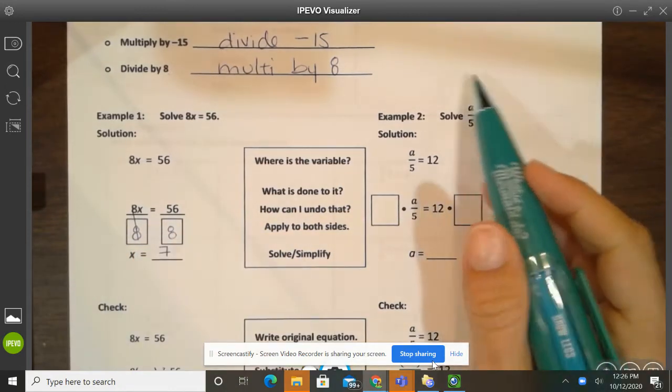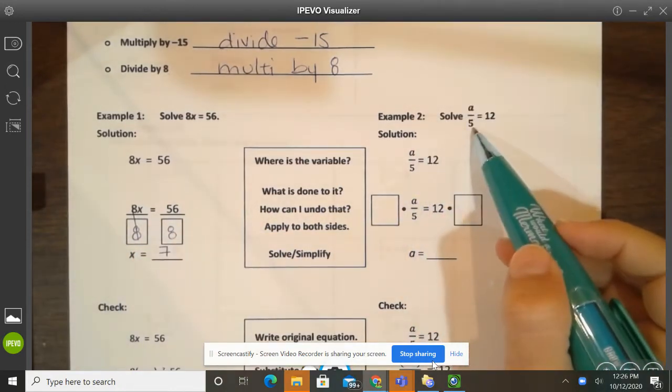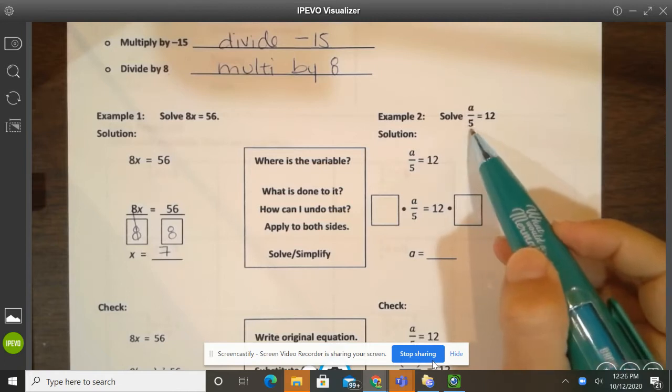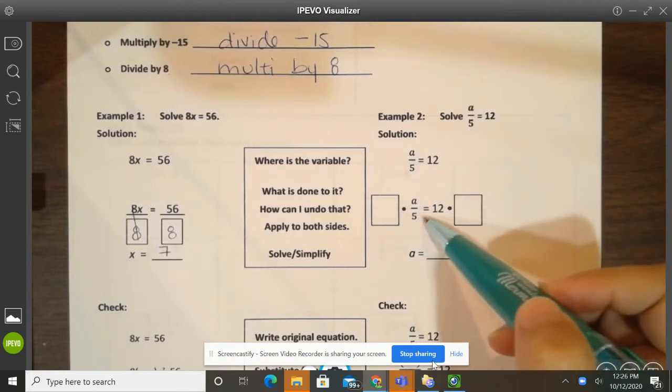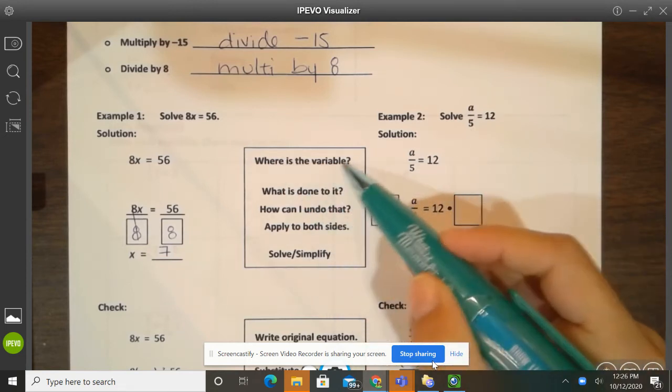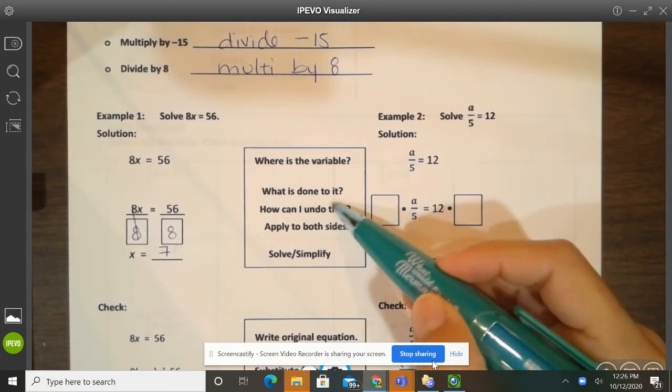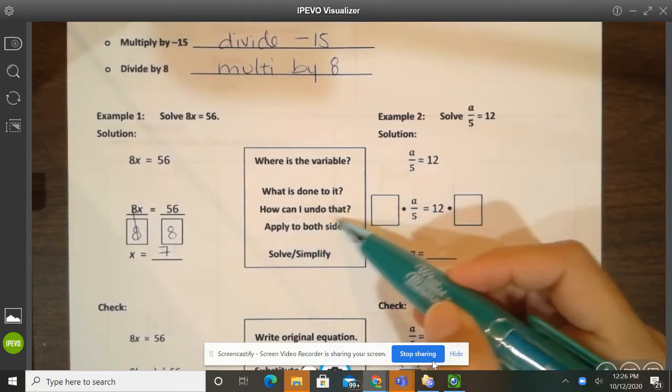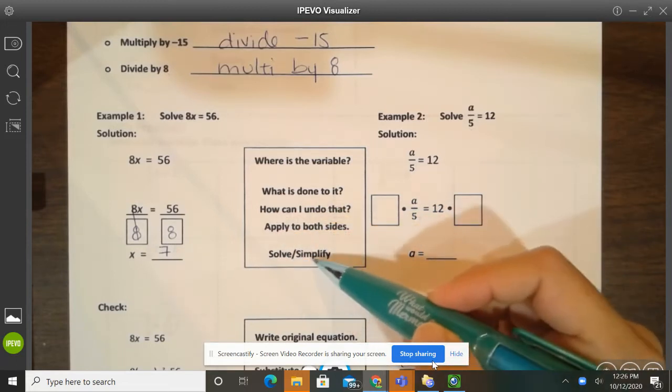All right, so now in this case, this 5 is dividing, so the opposite would be to multiply it. So to get rid of this 5 over here, we do the opposite. So it says, where is the variable? What is done to it? How can I undo that? Apply to both sides, solve and simplify.